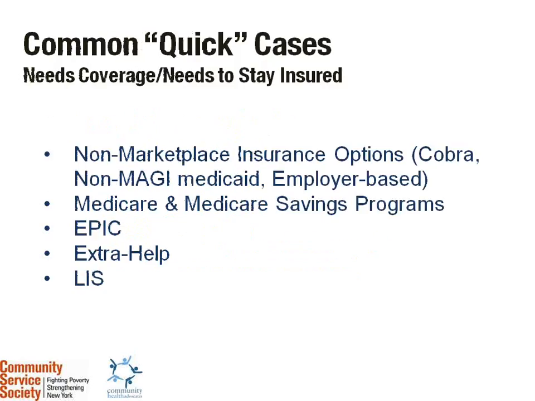So common quick cases: needs coverage or needs to stay insured. This is for non-marketplace insurance options like COBRA that people get for their jobs, non-Medicare Medicaid, or employer-based coverage, Medicare, Medicare savings programs, EPIC, Extra Help, and LAS. Those are quick cases where you can determine their eligibility by asking them some basic questions and give them advice about those programs.